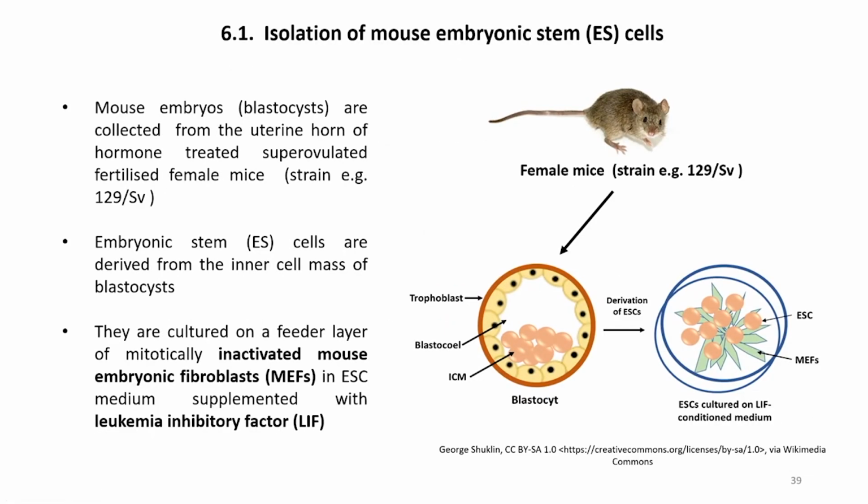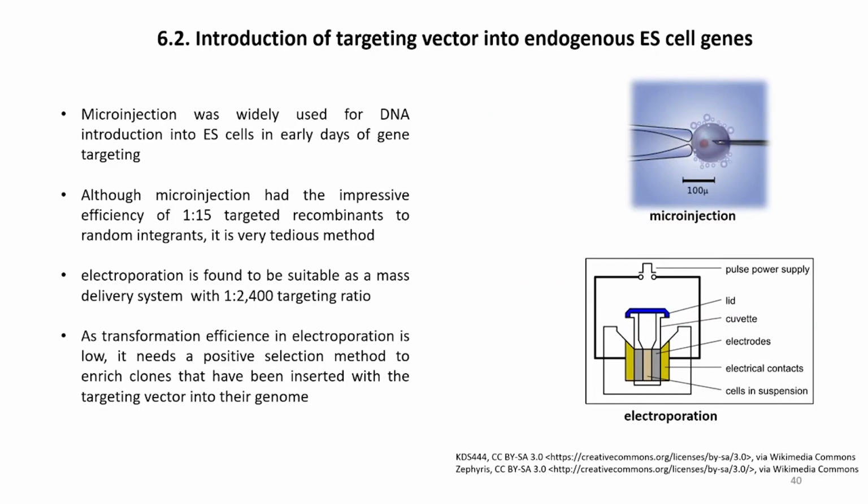So, here you can see a female mouse strain. We are taking the standard strain of 129 SV. The mouse embryo blastocysts are collected from the uterine horn of hormone-treated superovulated fertilized female mice. The embryonic stem cells are derived from the inner cell mass of the blastocyst. They are cultured on a feeder layer of mitotically inactivated mouse embryonic fibroblasts, MEFs, in ESC medium supplemented with leukemia inhibitory factor, LIF.